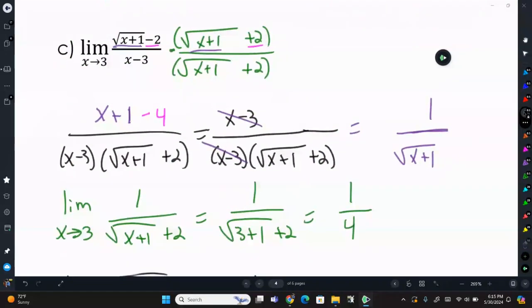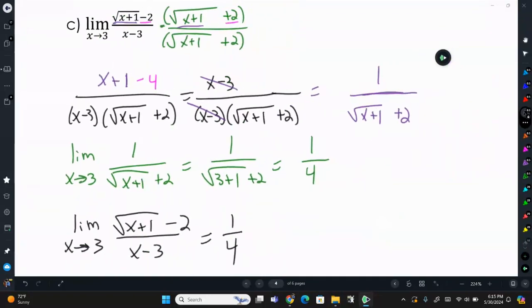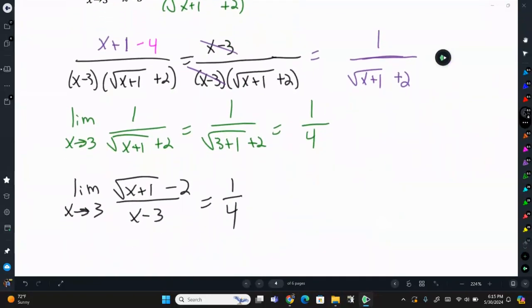So again, when you rationalize the numerator, the first two things being multiplied, x plus the square root of x plus 1 times the square root of x plus 1 is just x plus 1. And then -2 times +2 is -4. And then when you combine the like terms in the numerator, you can cancel out that x minus 3 factor in the denominator, which then allows you to plug in +3 for x and get that the limit is 1/4.